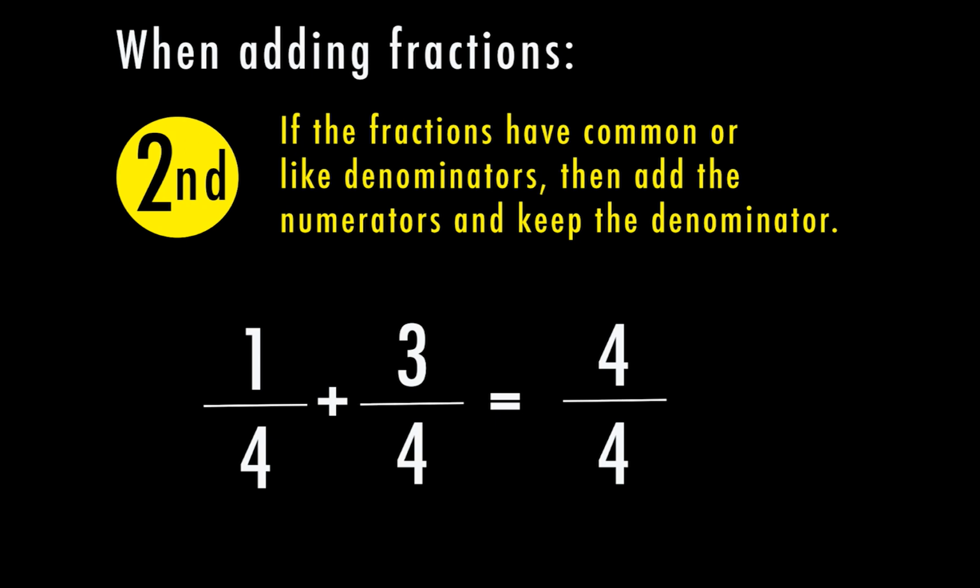So my answer ends up being 4 over 4. Well, 4 divided by 4, or 4 out of 4, equals 1. So I can just change this number to equal 1. So that means that 1/4 plus 3/4 equals 1.